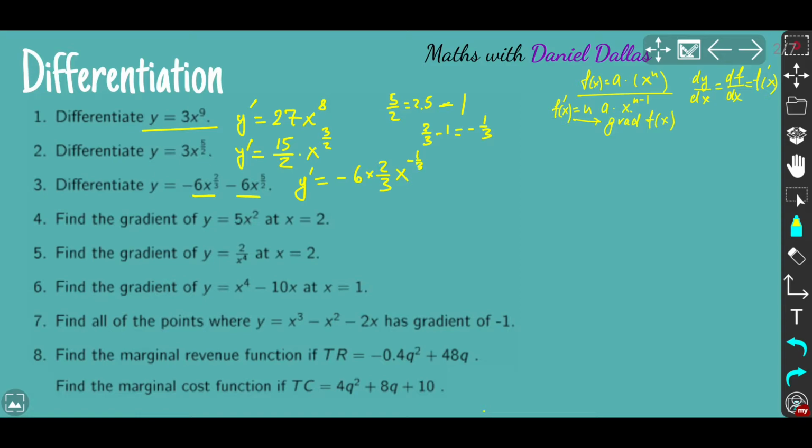On top of that, you need to differentiate 6x to the power of 5 over 2. That becomes 6 times 5 over 2, and as we did before, it becomes x to the power of 3 over 2. Finally, you need to multiply and simplify. 6 and 3 cancel, becoming 2, and 2 times 2 is 4, so it's going to be minus 4x to the power of negative 1 over 3. And 3 times 5 after canceling becomes 15, so it's going to be minus 15x to the power of 3 over 2.